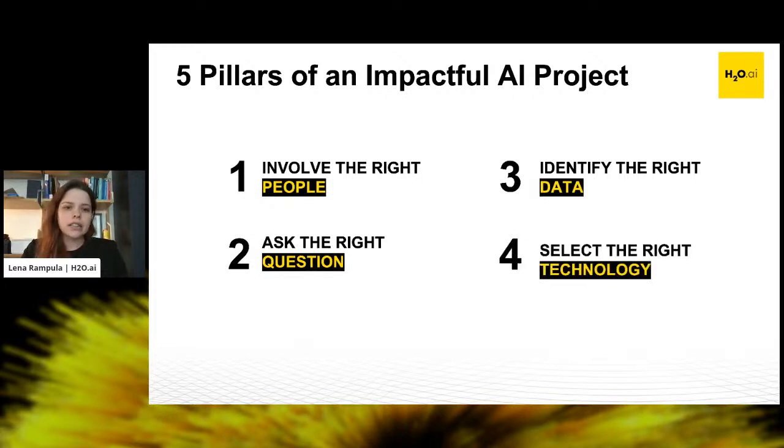And then you need to select the right technology. So what is required from your AI platform? AI is more than just a machine learning model. So what else does the technology need to support for you to have a successful project? And finally, to make impact, you have to show the value. Make the solution usable and useful for your business users.